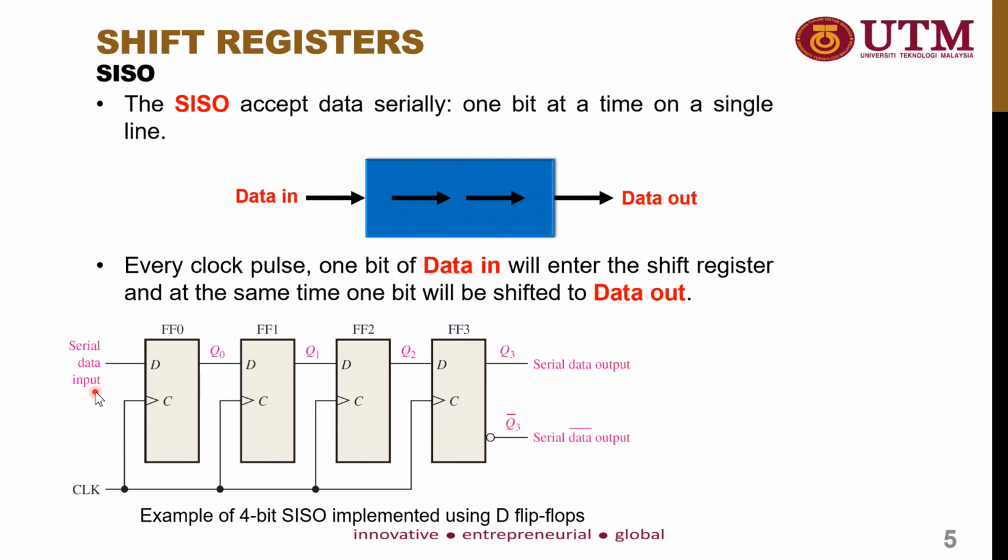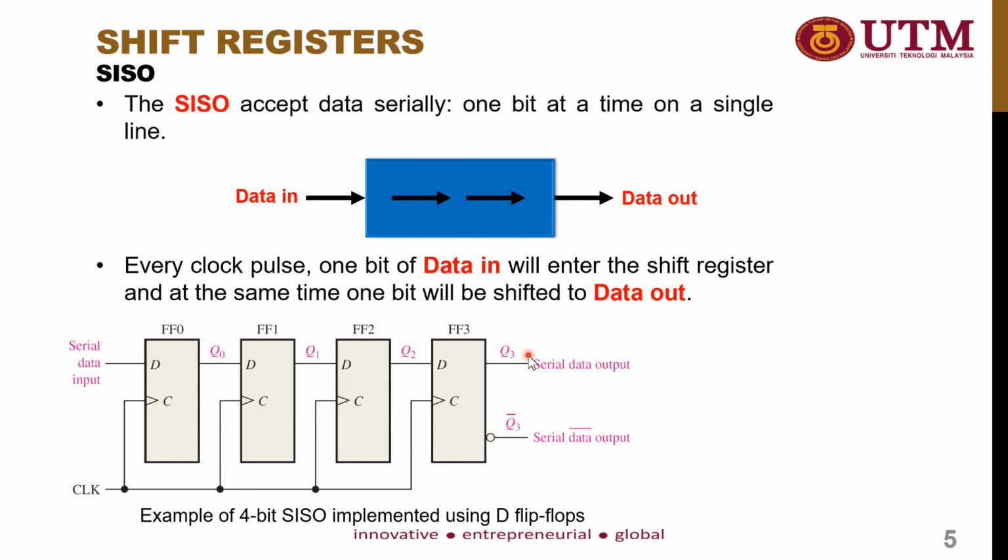This is the input of serial data. The serial data will queue up here in one single line. At each clock, each serial data will be moved throughout the shift register. It will move from flip-flop 0 to flip-flop 1, then to flip-flop 2, and then to flip-flop 3, and then we can observe the output from flip-flop 3.